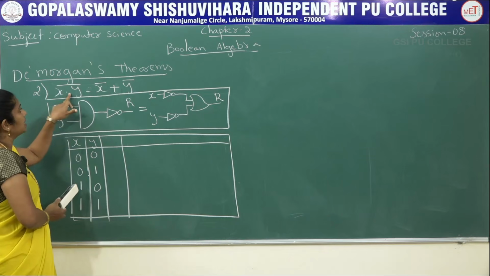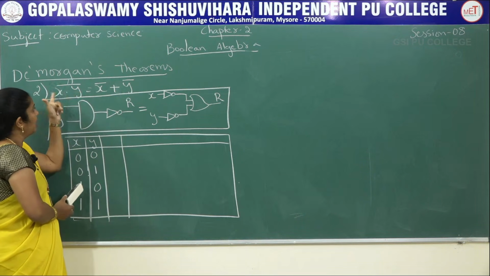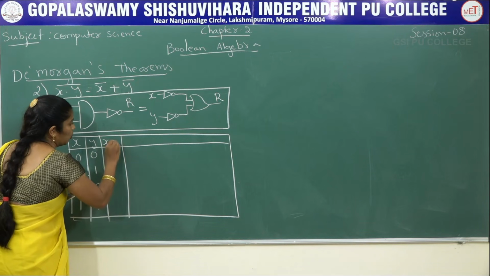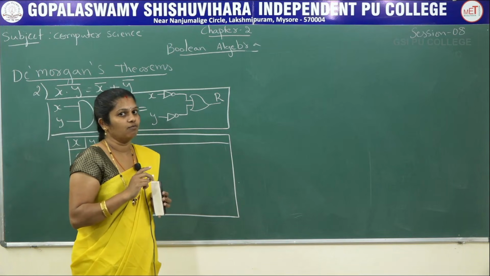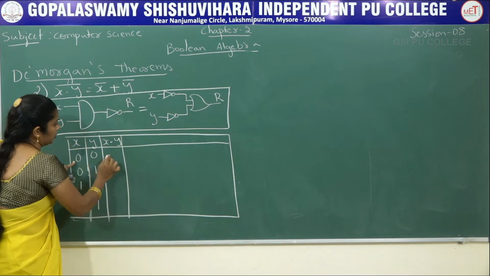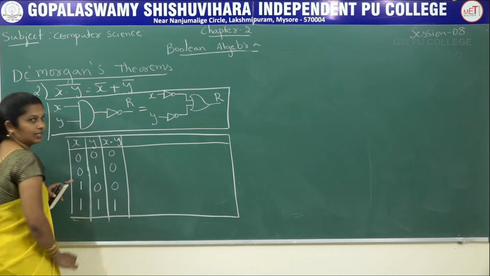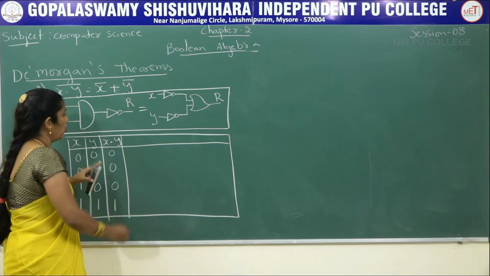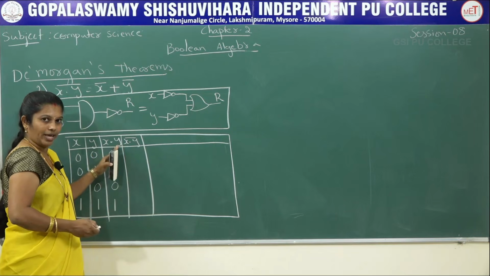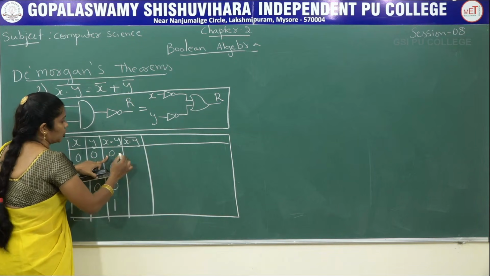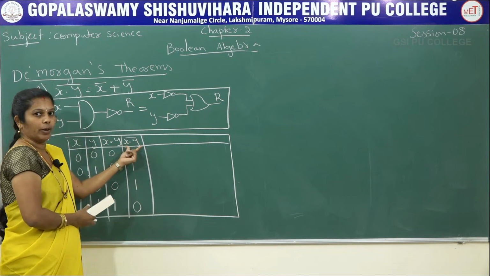See the equation, we have x into y whole bar equals x bar plus y bar. First I will calculate this part, x into y. The dot operator means if all the inputs are 1, then only the output becomes 1, otherwise it is 0. See the first case, 0 into 0, 0; 0 into 1, 0; 1 into 0, 0; 1 into 1, 1. Then find out x into y whole bar. Whatever value in x dot y we have, just reverse it. Then here 0 we have 1, 1, 1, 0. This is x into y whole bar.